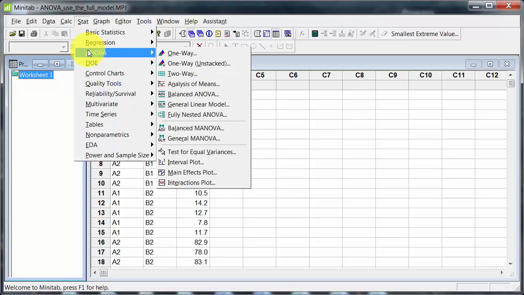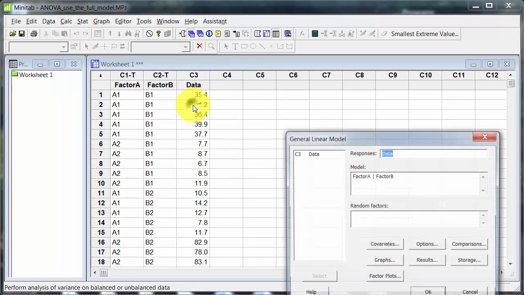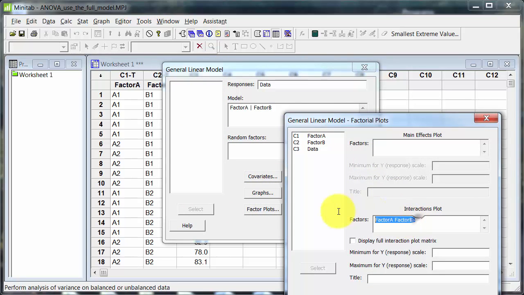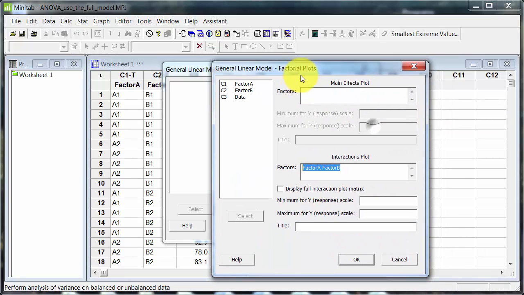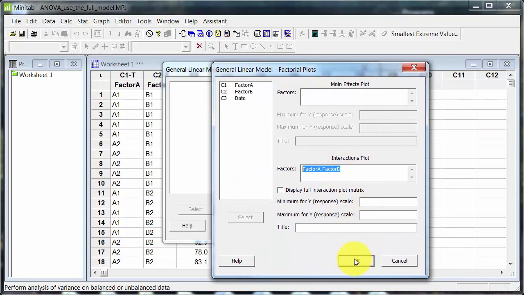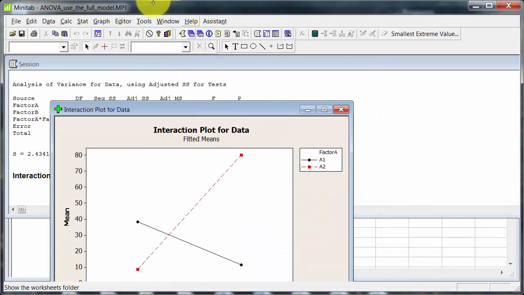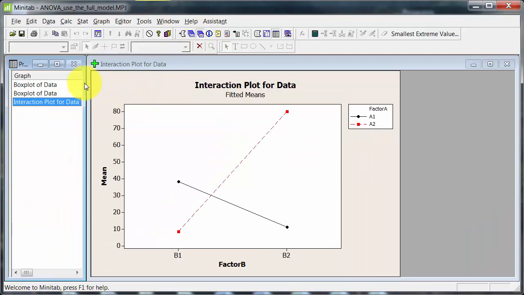Okay, let's go and do it properly. I'll use general linear model for a reason I'll come to in a moment. And I've got to do the interaction plot for the AB interaction. So here we go, we'll come back to that.